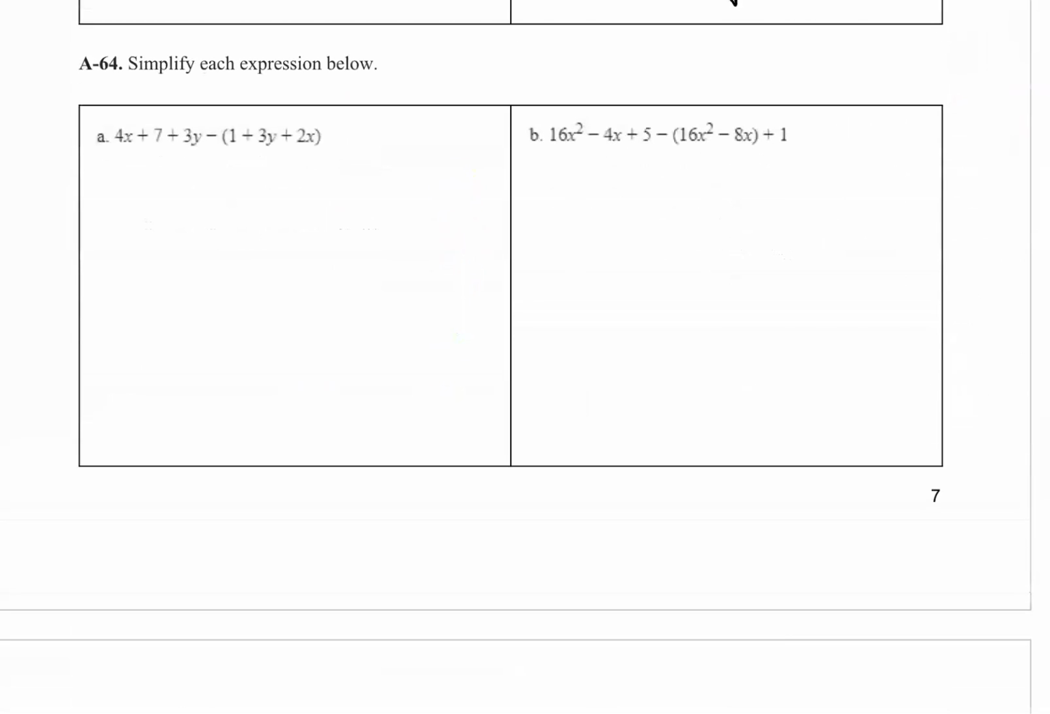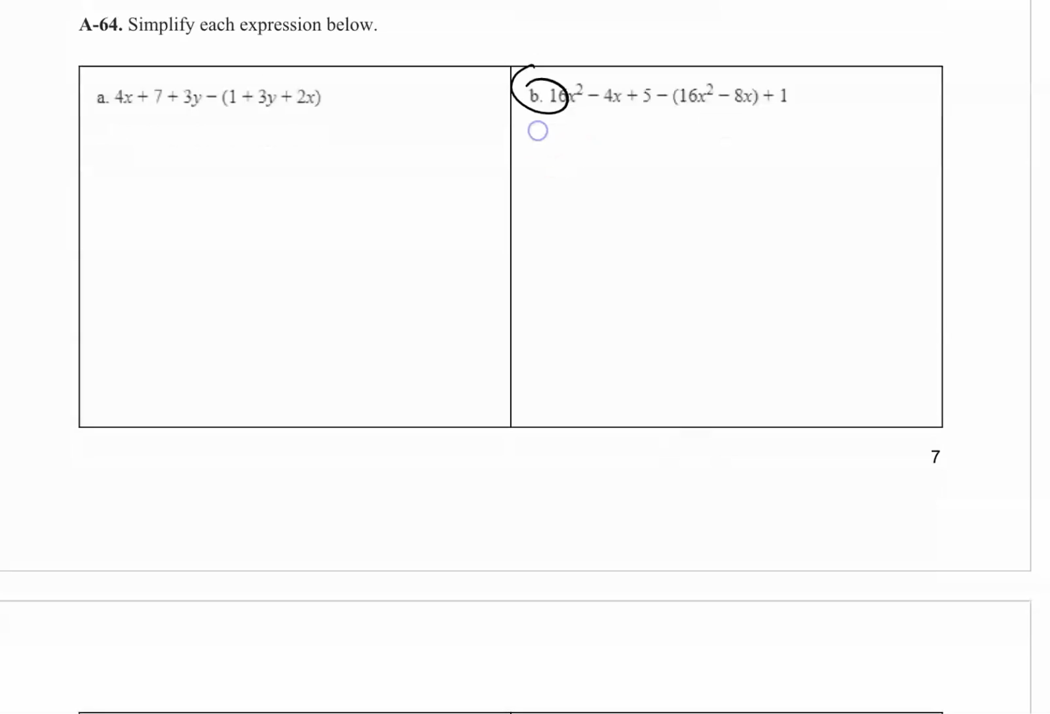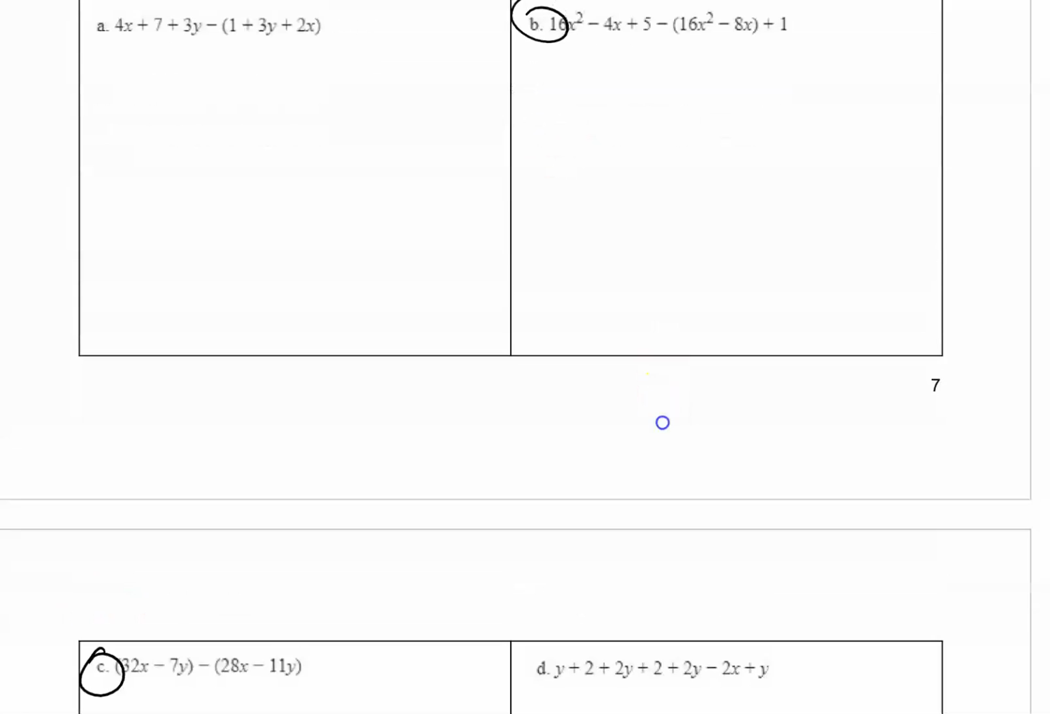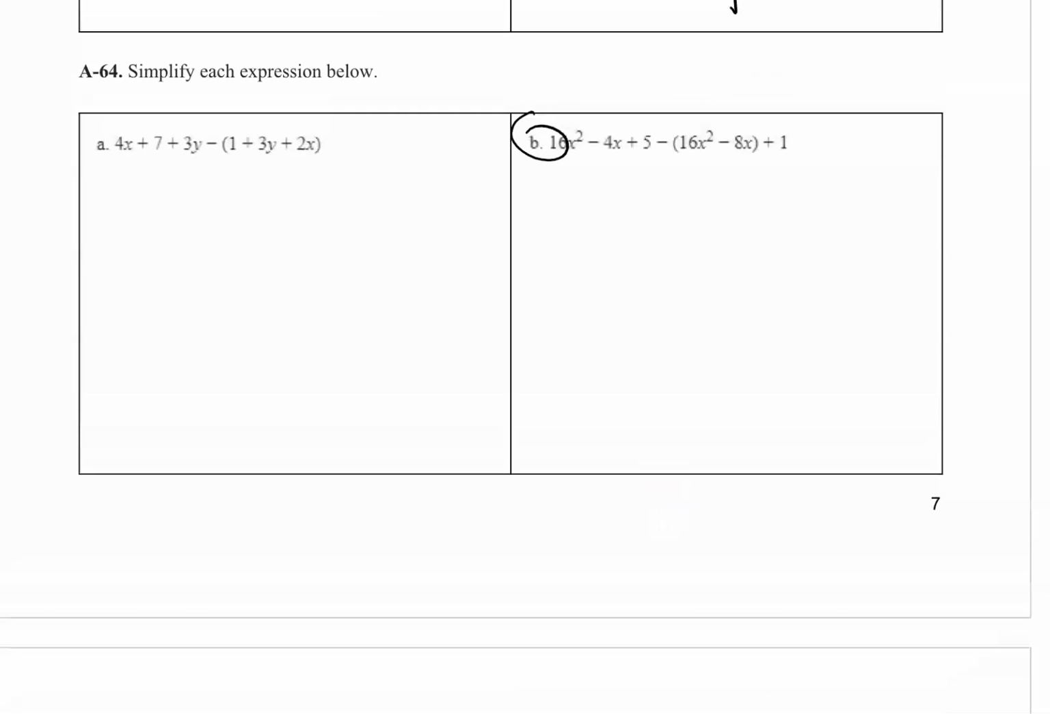All right, 64. This one is a 4-parter. So I'll help you out with half of these. I'm going to do B and C. You can do the other ones. Simplify. This is really tricky with a negative sign. So just think about these tiles being in the negative region.